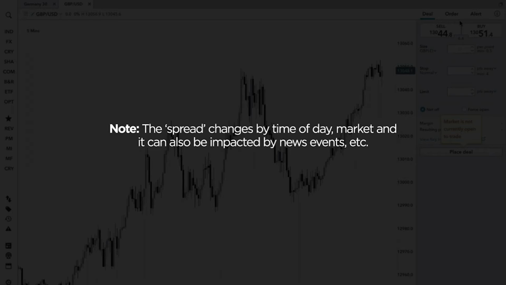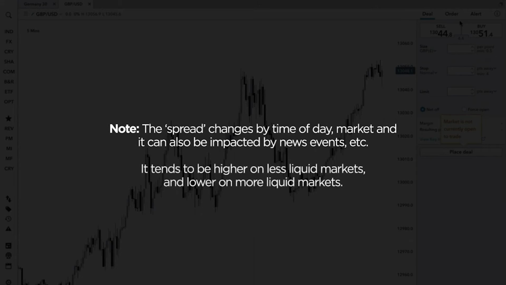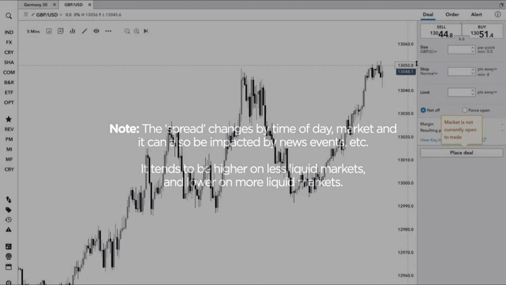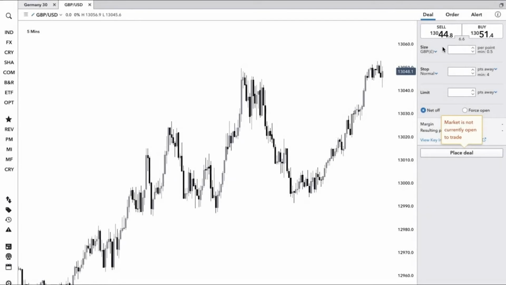I should also add that the spread can and does change depending on the time of day, and the spread also varies by market. It can also be affected by news events too. For example, the spread tends to be cheapest when traders are most active, and the spread will generally be higher on less liquid markets, i.e. markets that aren't typically traded by all traders regularly. Think for example lesser known stocks. It will generally be lower on more liquid markets, i.e. more popular and more often traded markets like euro dollar, for example.